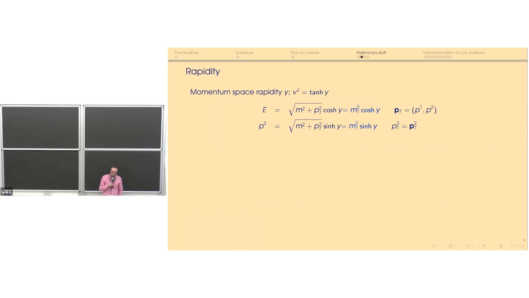Okay, and then just to set a little bit of conventions and notations, these are things that are probably obvious to most of you, but just as a quick reminder, we typically think in terms of rapidity. We can define a momentum space rapidity y, which is related to the velocity. You can express it by saying that the z component of the velocity of a particle is the hyperbolic tangent of the rapidity, or that the energy and momentum of the particle are the hyperbolic cosine and hyperbolic sine of the rapidity.